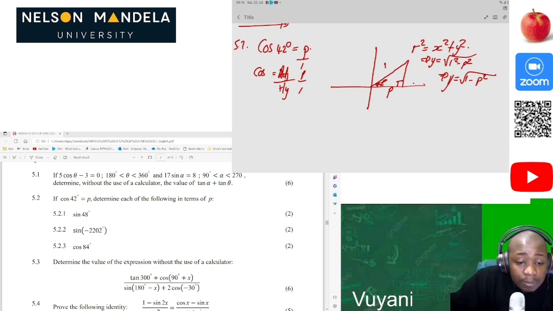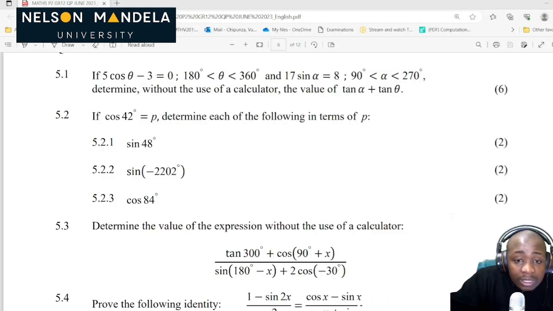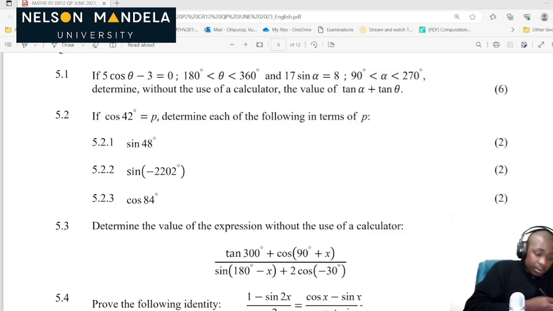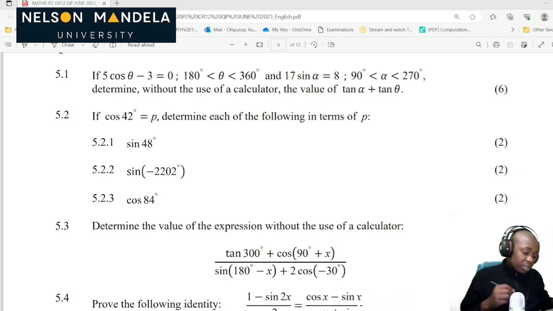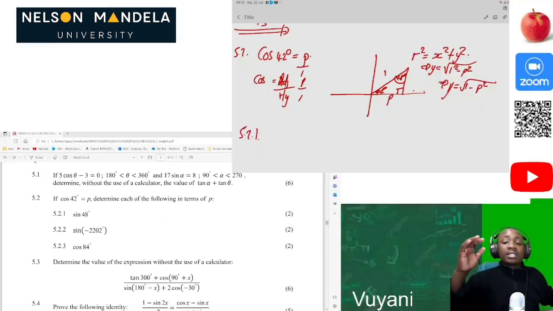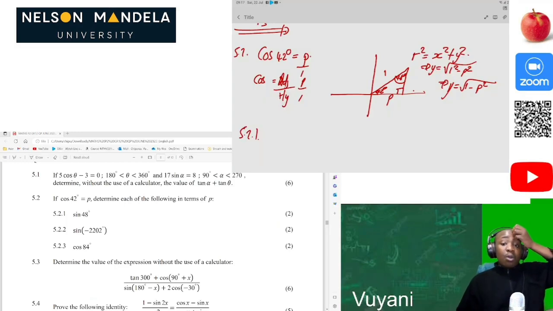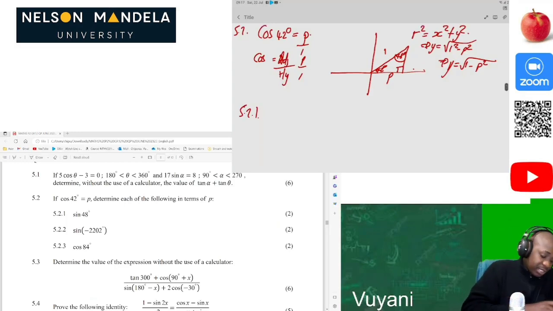What is sine of 48? Before we go further, we should be able to fill the whole triangle with all angles. So the missing angle in 5.2.1: let's say 180 minus 90 minus 42. In other words, the missing angle is 48 degrees, because from Euclidean geometry, by now everyone knows that the sum of all angles in the triangle adds up to 180 degrees. Now we can proceed from that.